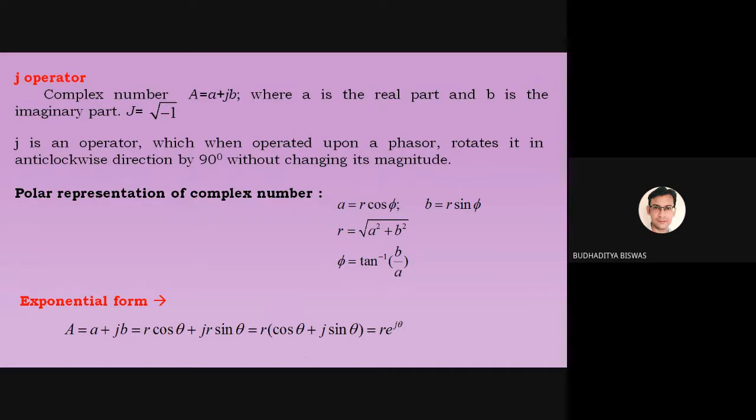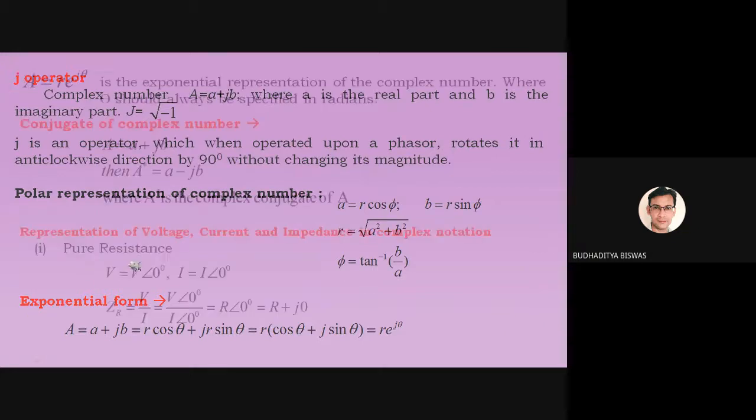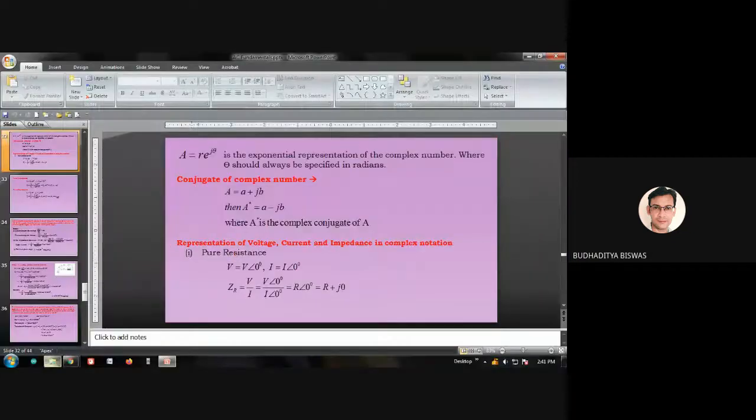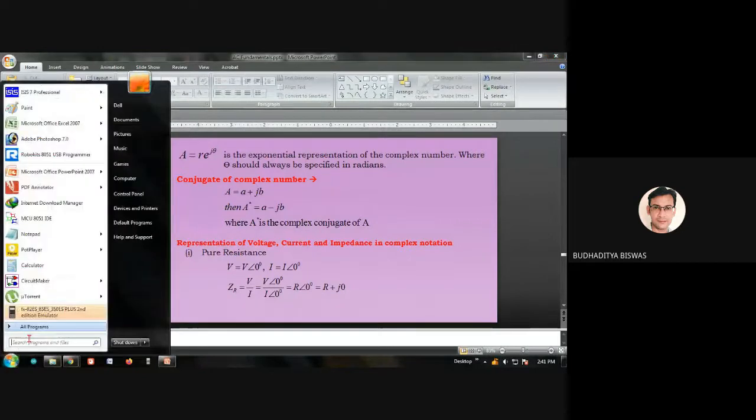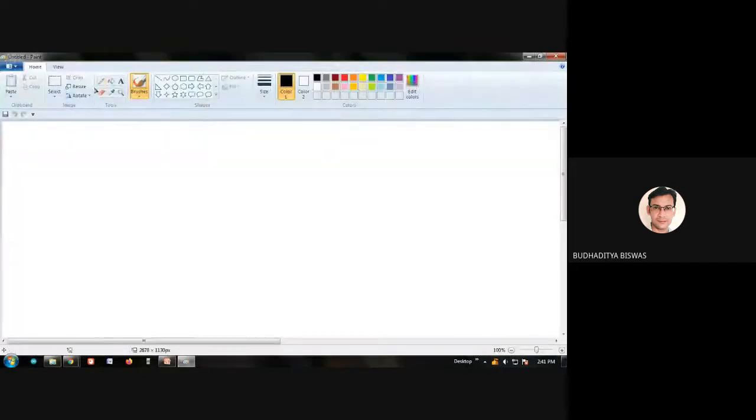So today we will start with the J operator. This one you already know, but as it is written in terms of the J operator, it may be difficult to understand. If I explain it like this, it will become easier for you. Let me find the pen. Okay.